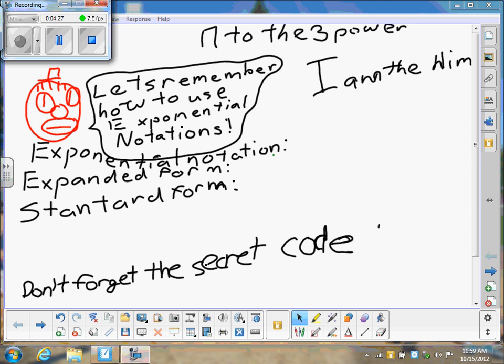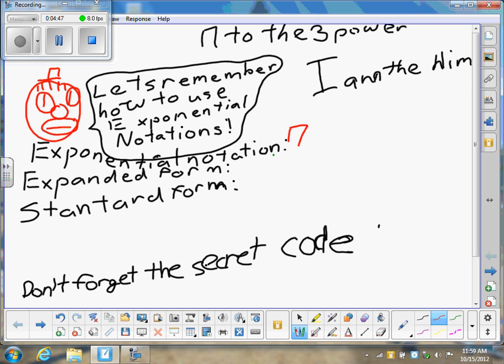Hello, I am the him, and today we are going to learn about exponential notation. First, we will do exponential notation for 7 to the third power. The base is, of course, the 7, and then we will do the exponent, which is the smaller number, which is the 3. Don't forget to write it small or else it'll look like 73.